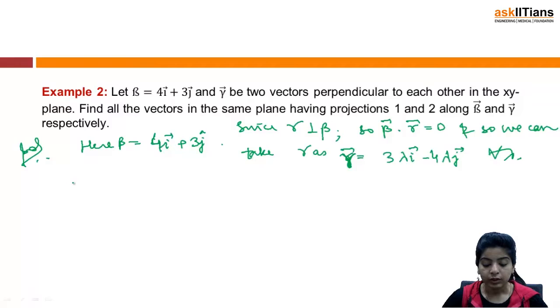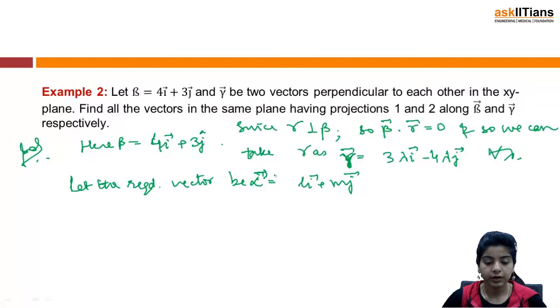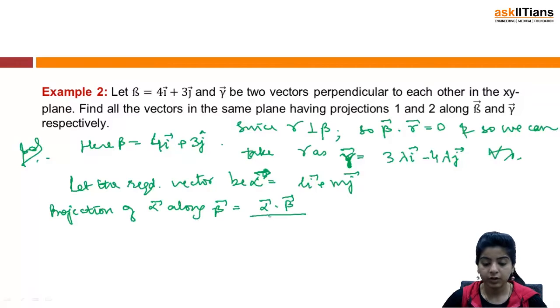Now we are assuming the required vector alpha to be Li plus Mj, right? Then the projection of alpha along beta would be equal to alpha vector dot beta vector by modulus of beta vector, and that means 1 is equal to 4l plus 3m by 5, right?